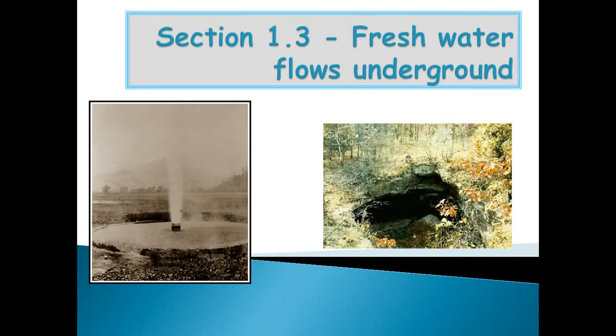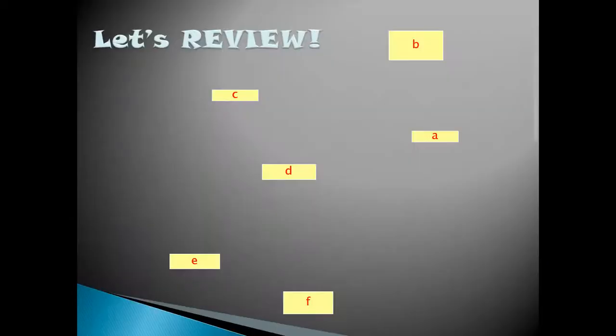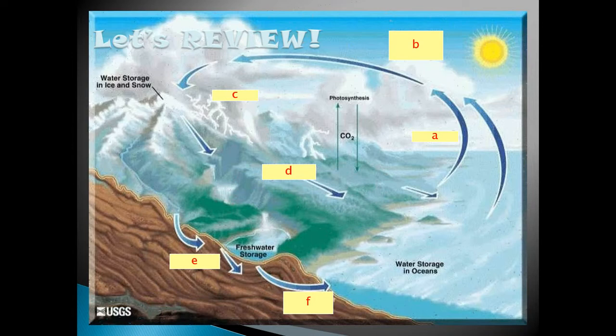Hi, today's lesson is from section 1.3, Freshwater Flows Underground. Let's take a moment and review what we learned about the water cycle. The process labeled in A is evaporation. After evaporation, as temperatures cool, we have condensation, which forms clouds.